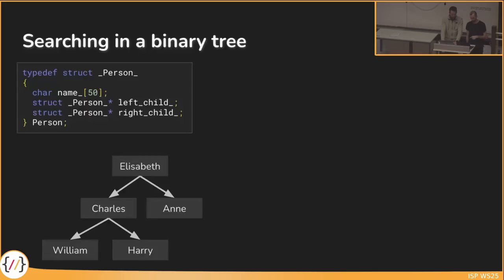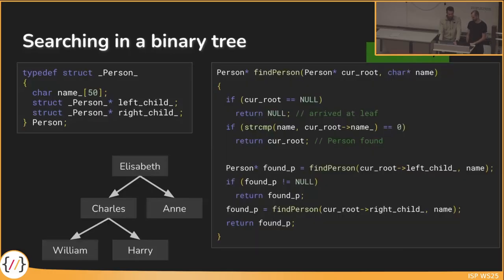How to search in a binary tree, it's not that easy, to be honest, because we're using recursion for that. But we try to visualize it in an easy, understandable way. In this case, we have this tree: Elizabeth, Charles, Anne, William, and Harry. We created one function, which is called find person, and we want to find Harry in our tree. How does this function work?